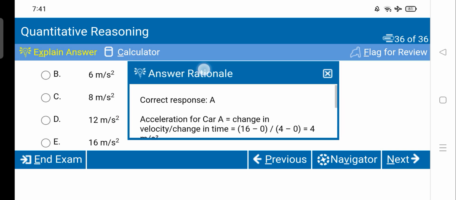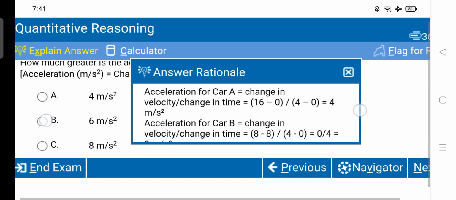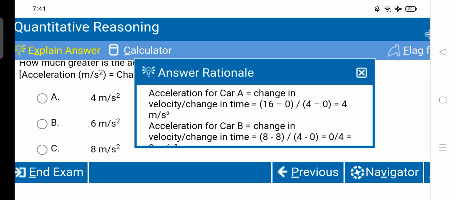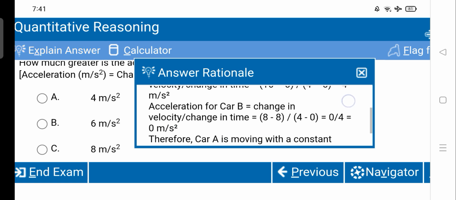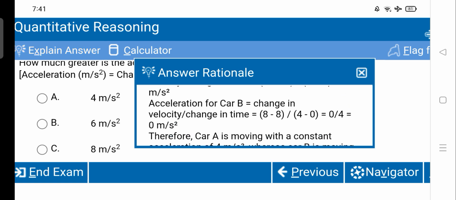Option A is the correct response. The acceleration for car A, that is change in velocity divided by change in time, equals 16 minus 0 divided by 4 minus 0 equals 4 meter per second squared. The acceleration for car B equals change in velocity divided by change in time, equals 8 minus 8 divided by 4 minus 0, equals 0 by 4, equals 0 meter per second squared.